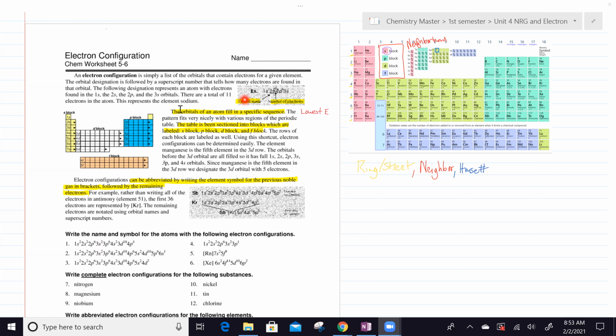Like right here in this part, the orbitals of an atom fill in a specific sequence. Like when we were drawing our board diagrams, we didn't start out drawing electrons on the third ring and then go back to the first ring and then go to the second ring. This tells us exactly how the electrons fill up the atom. Okay, that was a really good question. I thought that was a good question.